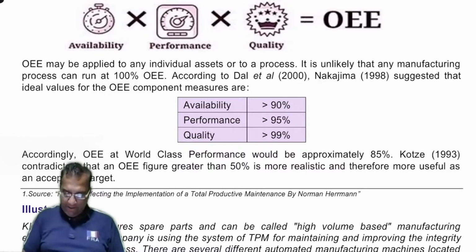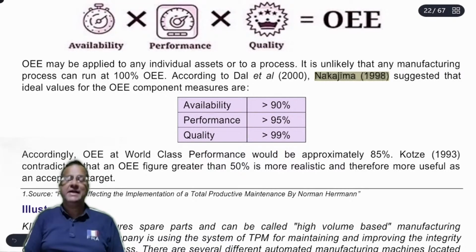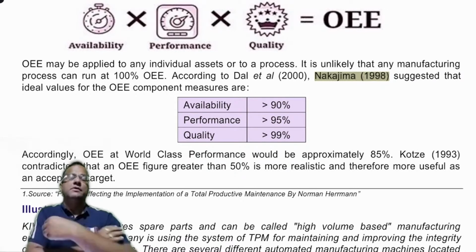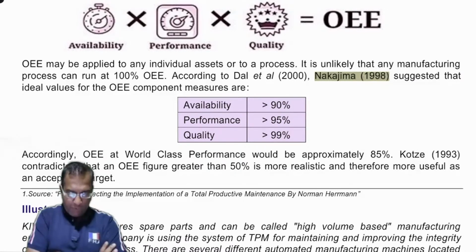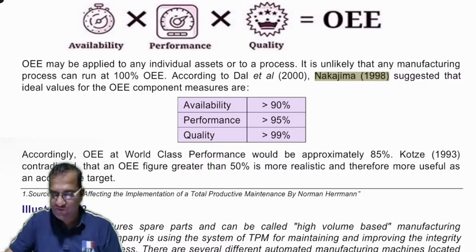Please write down. Next line. As per Nakajima, I am highlighting this point. As per Mr. Nakajima, in the year 1988, the ideal value for OEE components should be, write down the first point, availability ratio should be more than 90%.